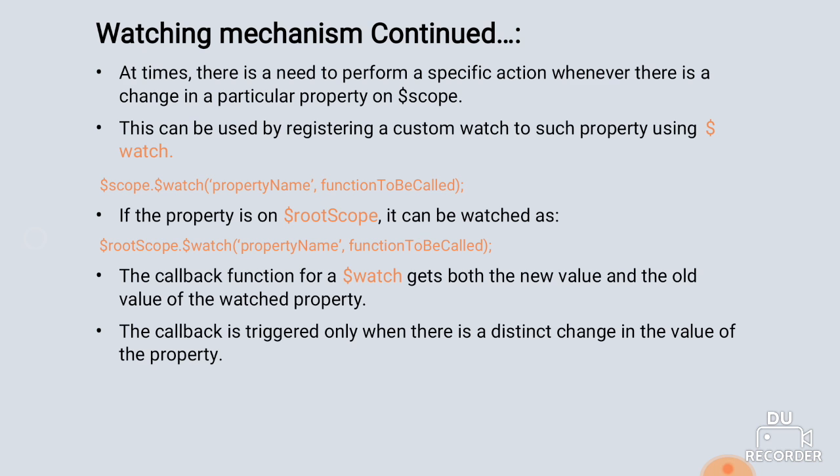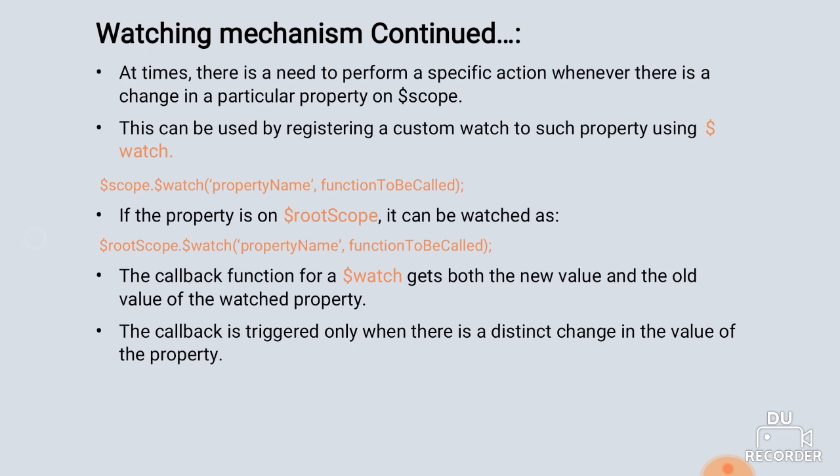Okay, so what else to watching mechanism? Yeah, we can have a custom watch to be put on a certain object. For that we need to use the scope.$watch property, and we need to provide the property name followed by the function to be called when that property gets changed. So in this example, if you see, we are watching a property name property on our scope. So whenever this property name property gets changed, this function will be called, right? And whatever logic is written inside this function will run on every change of this property name value.